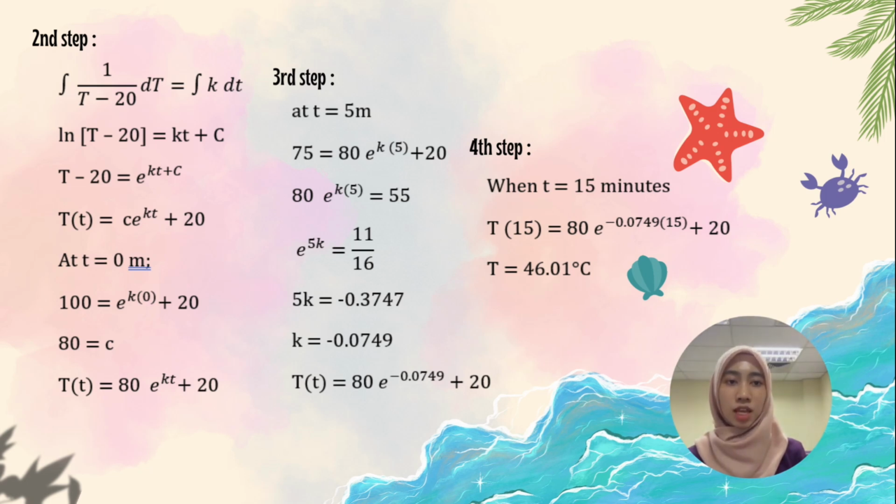And then we get 5k equals negative 0.3747. To get the k value, we divide by 5, and k equals negative 0.0749. And then we get T(t) equals 80e to the power of negative 0.0749t plus 20. And then to answer the question, when t equals 15, T equals 80e to the power of negative 0.0749(15) plus 20. And then we get the T value, which is 46.01 degrees Celsius.